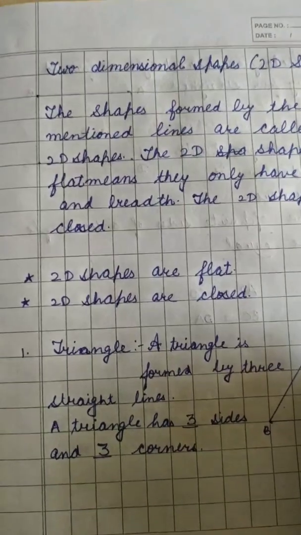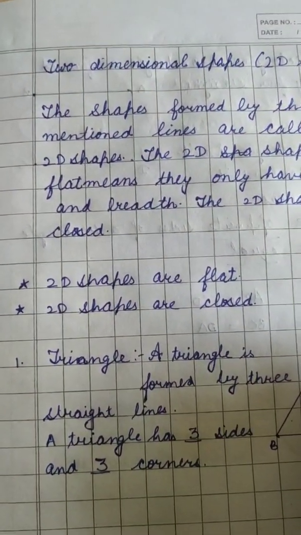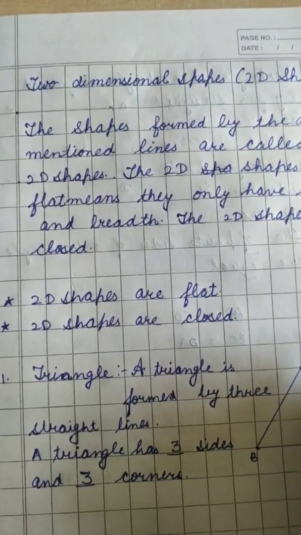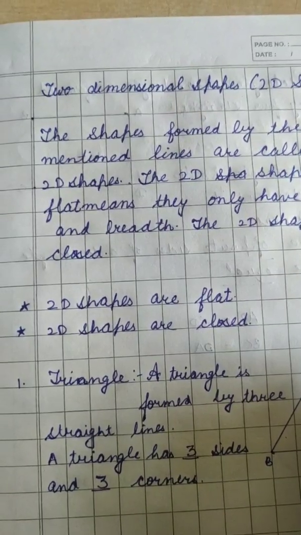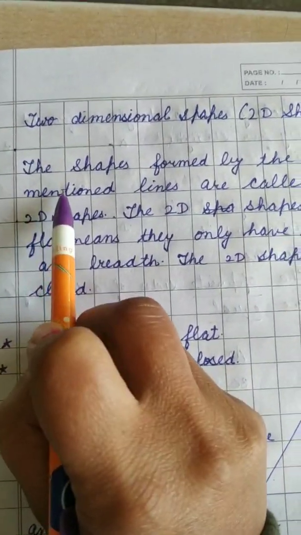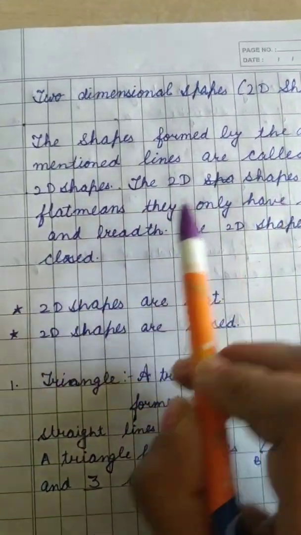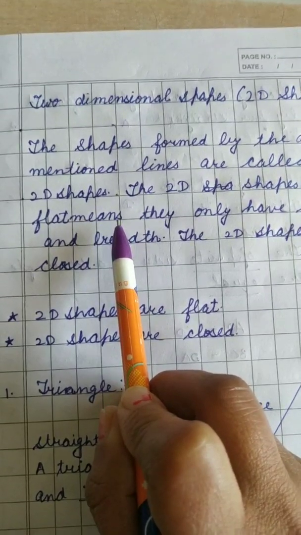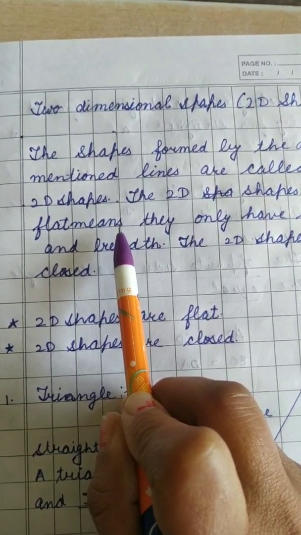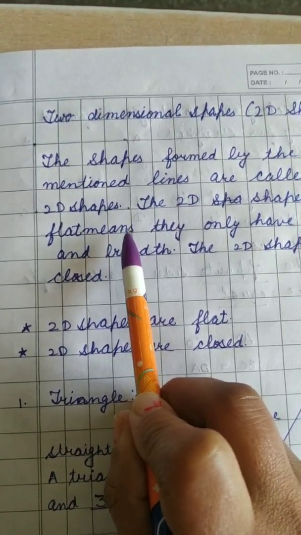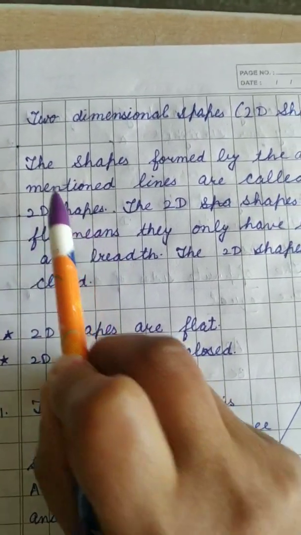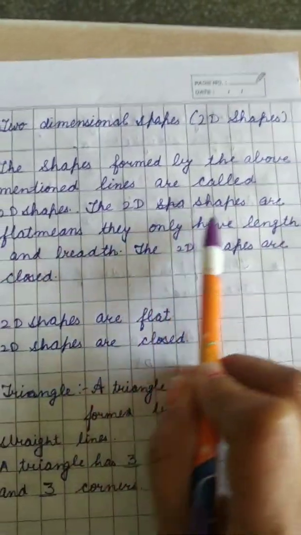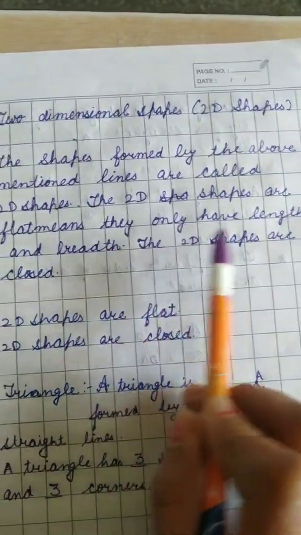Now children, in your syllabus, we have 2-dimensional shapes or 2D shapes. 2-dimensional shapes means the shapes which are flat and they have length and breadth. Now see what I have written here. The shapes formed by the above mentioned lines. Above mentioned lines means the types of lines which we had done, like slanting line, standing line, sleeping line, curved line. These types of lines are joined together to form a shape. The shapes formed by the above mentioned lines are called 2D shapes. The 2D shapes are flat, means they only have length and breadth.